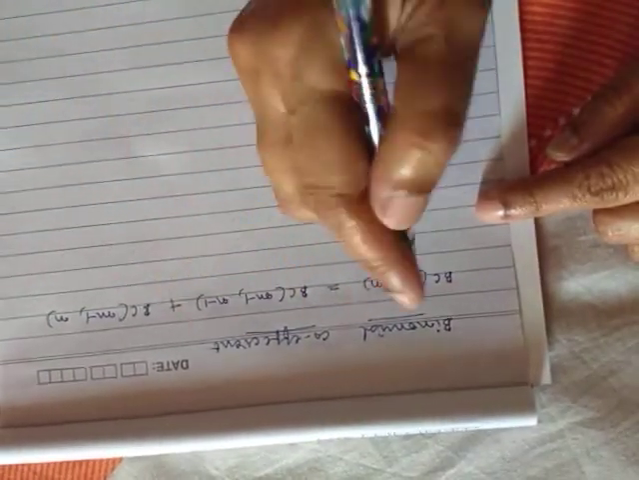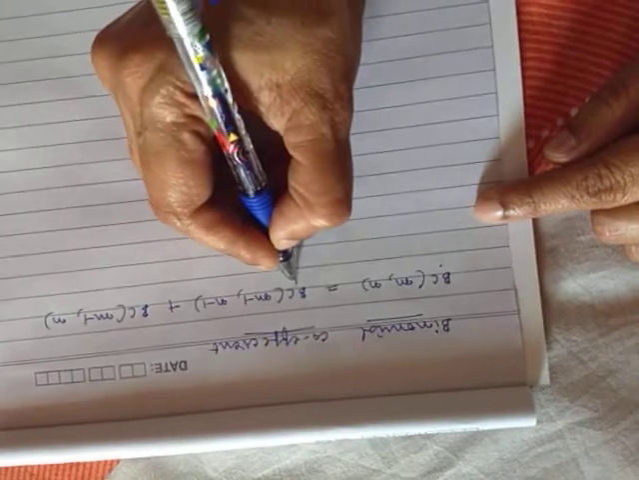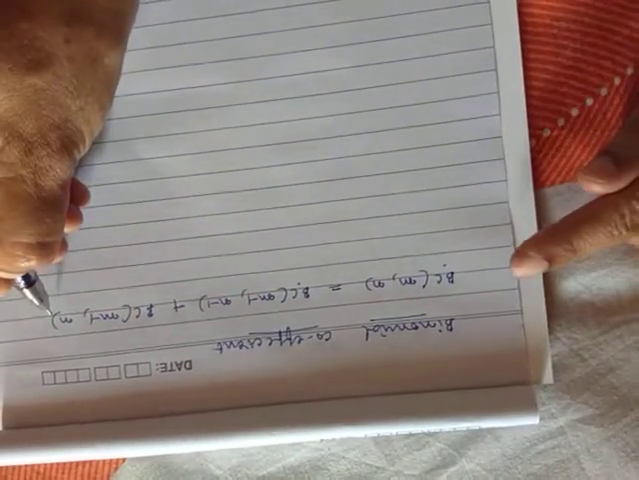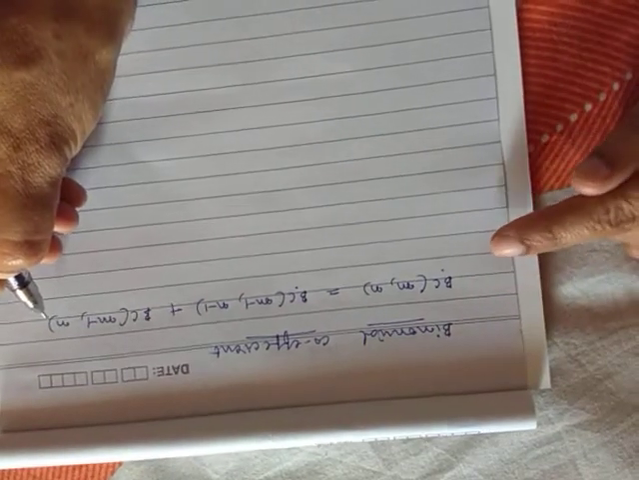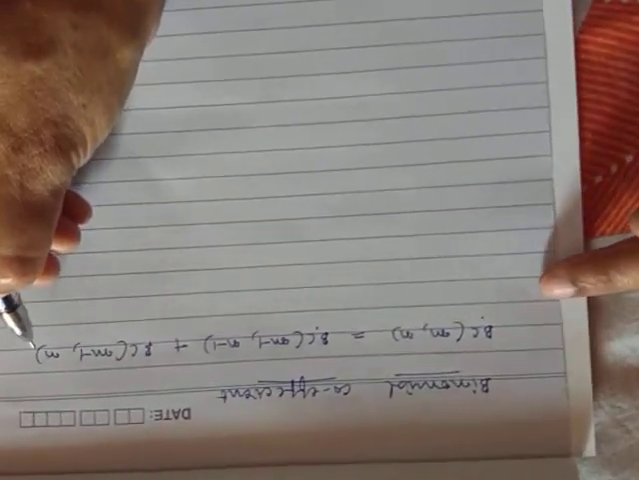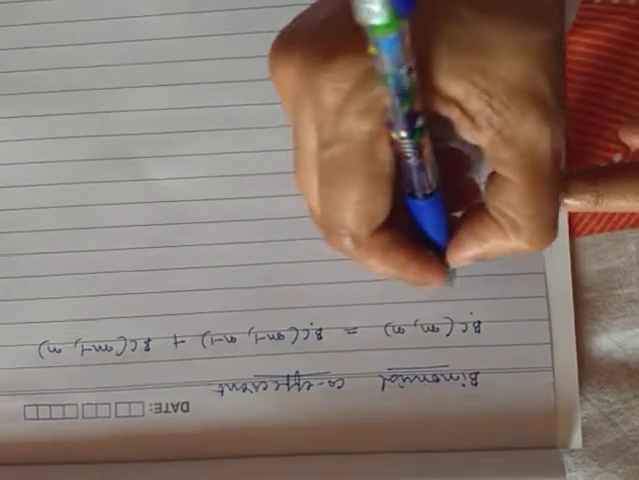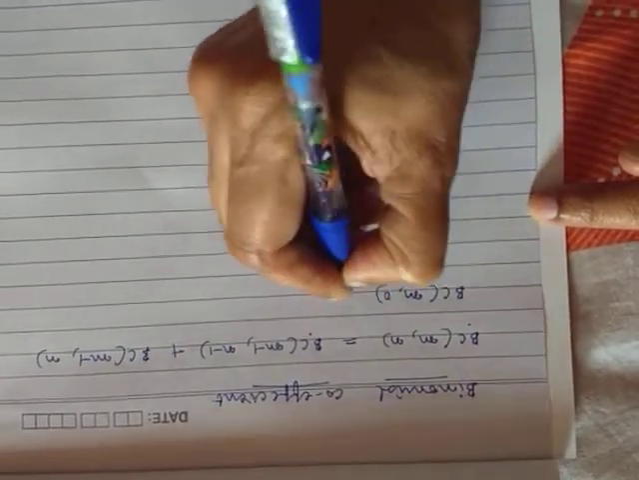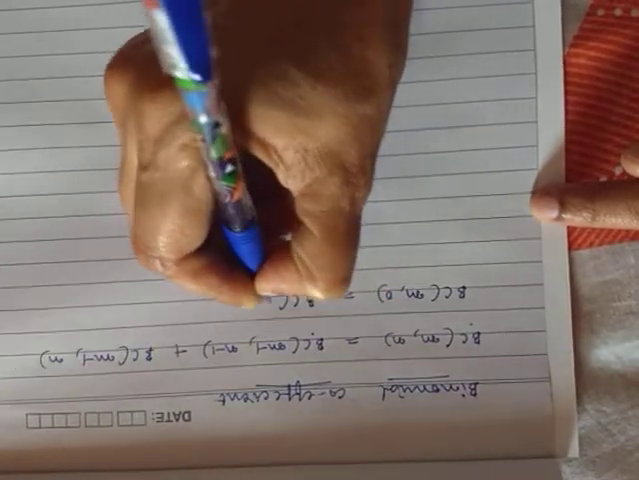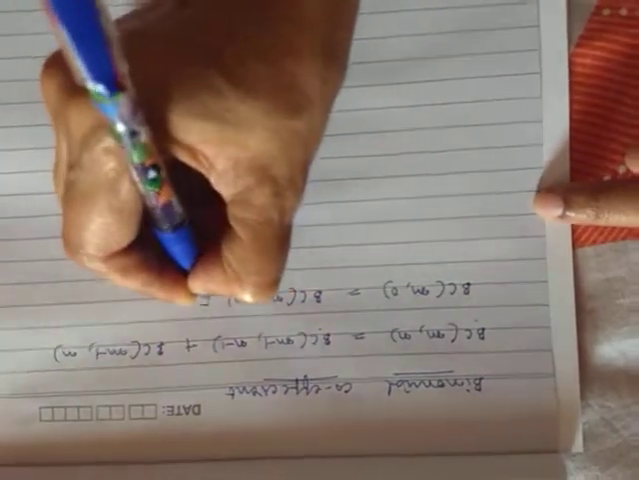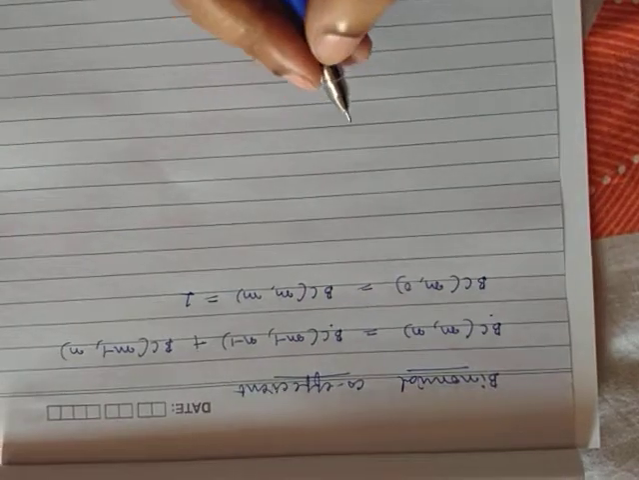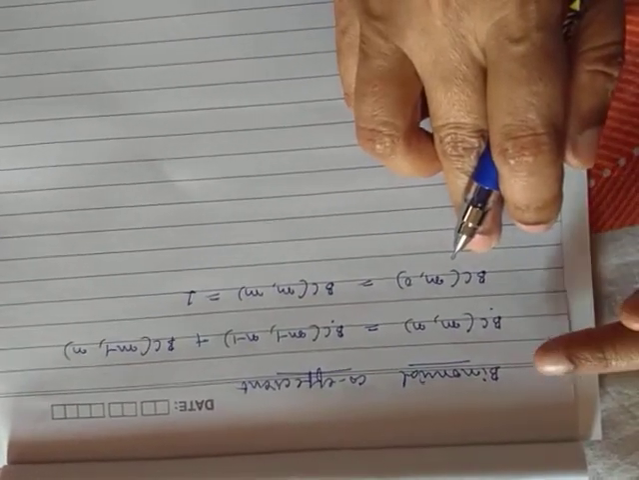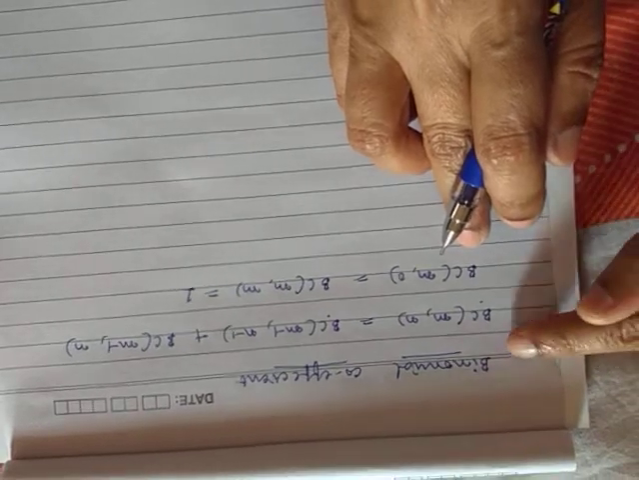It's a recurrence. Why? BC has been defined in terms of itself here. Hence we call this a recurrence. And we do know that any recurrence formula must have a base condition, or an initial condition, or a termination condition. So the termination condition is m comma 0, or when both of them are the same, this is equal to 1.